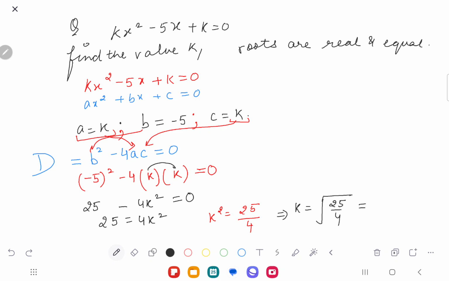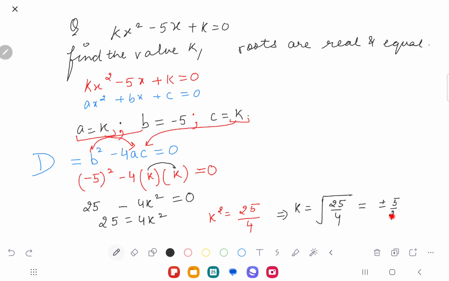That means you have to write down those numbers whose square is 25 and 4. So wouldn't that be plus minus 5 over 2? Because 25 is a square of 5 or minus 5, and 4 is a square of either 2 or minus 2. That's totally up to you what you want to consider.